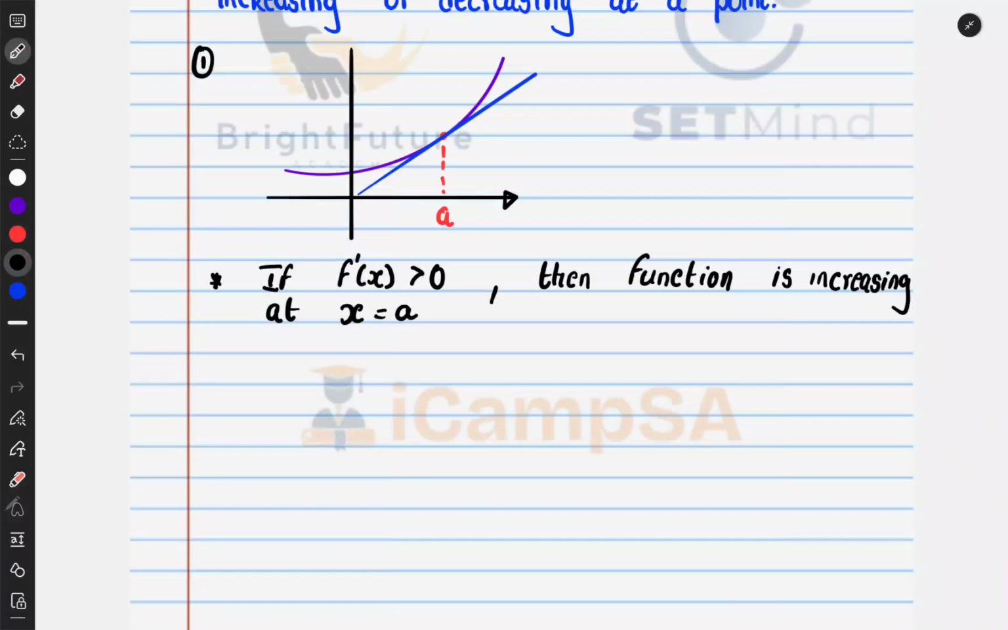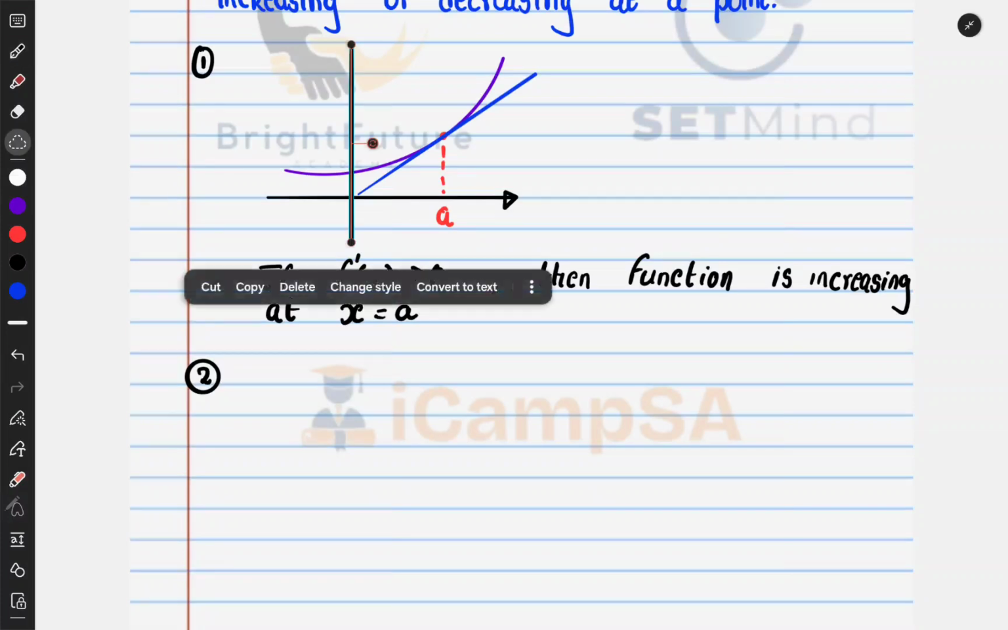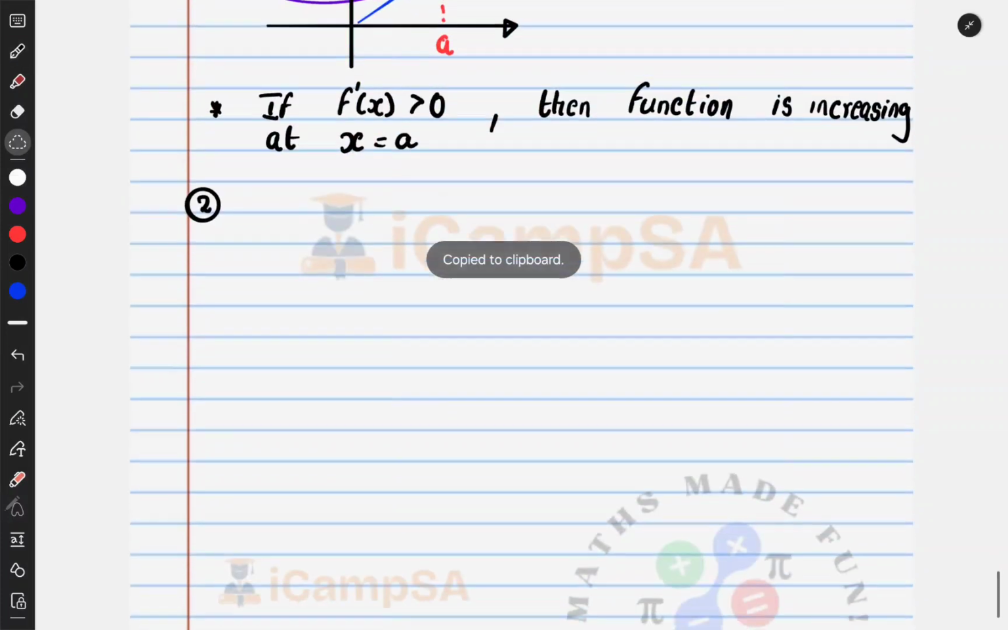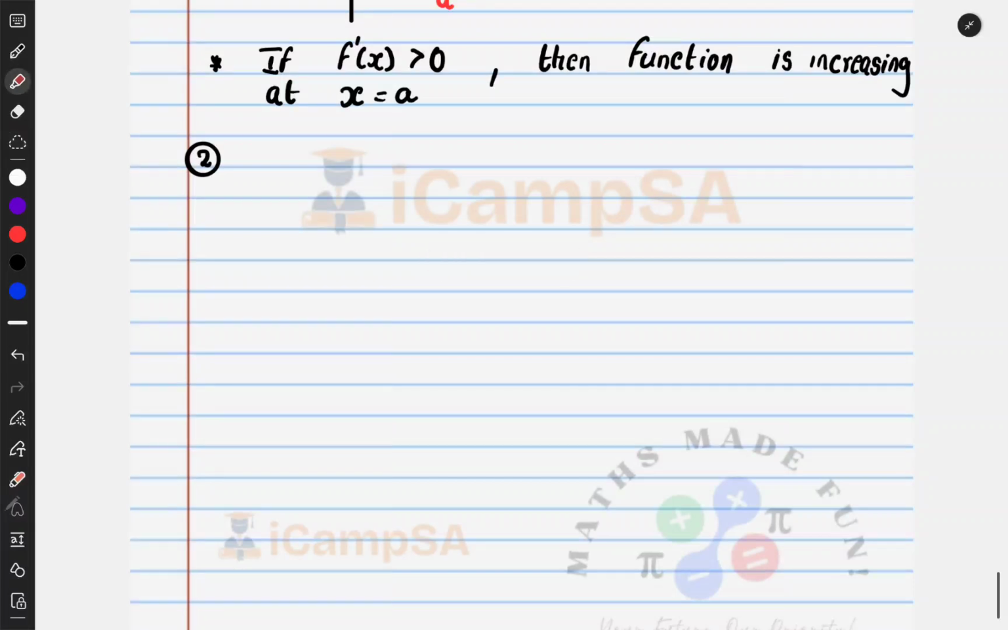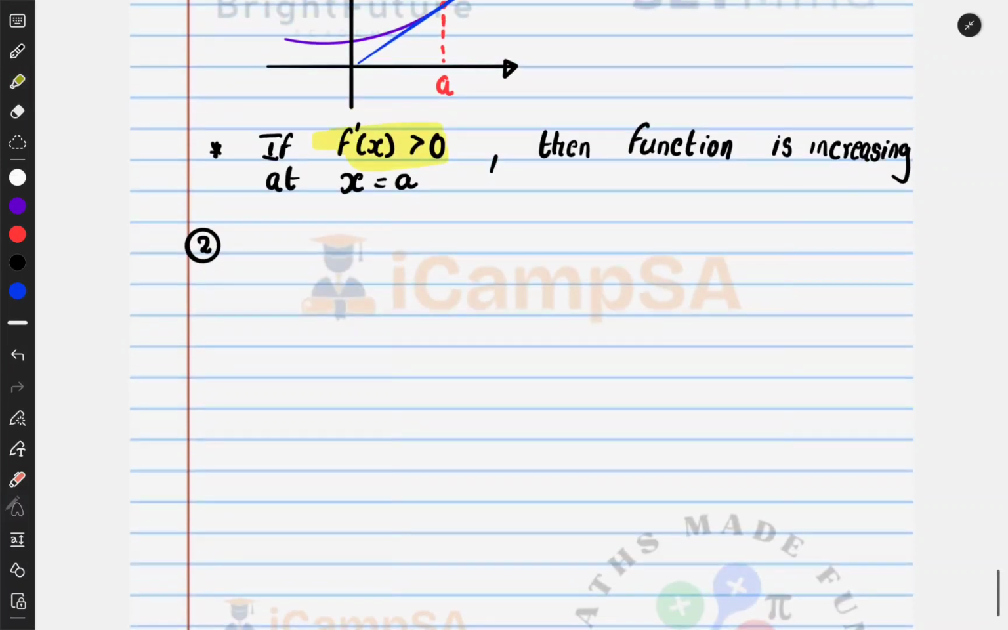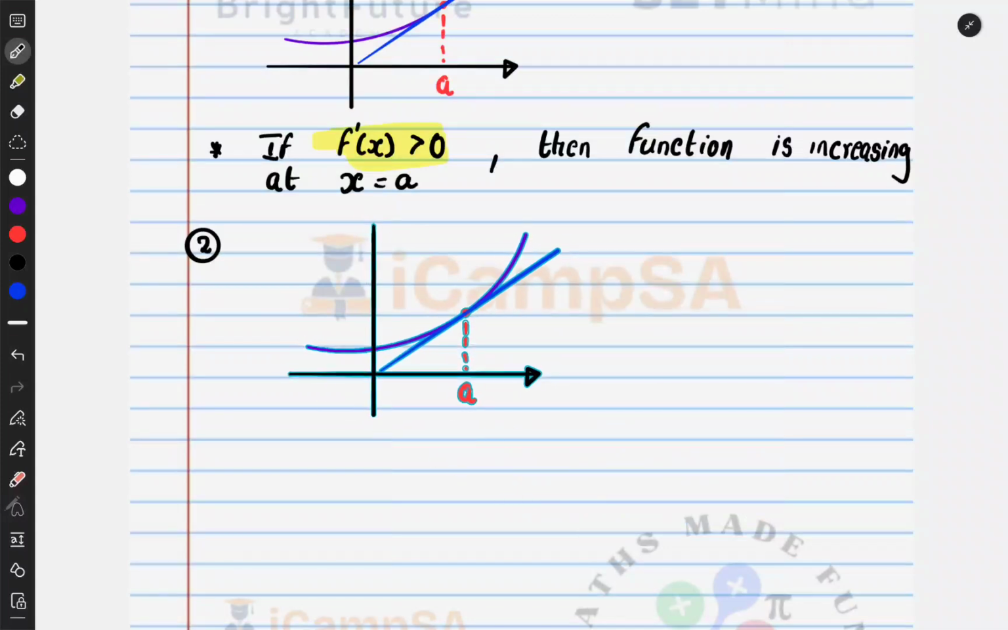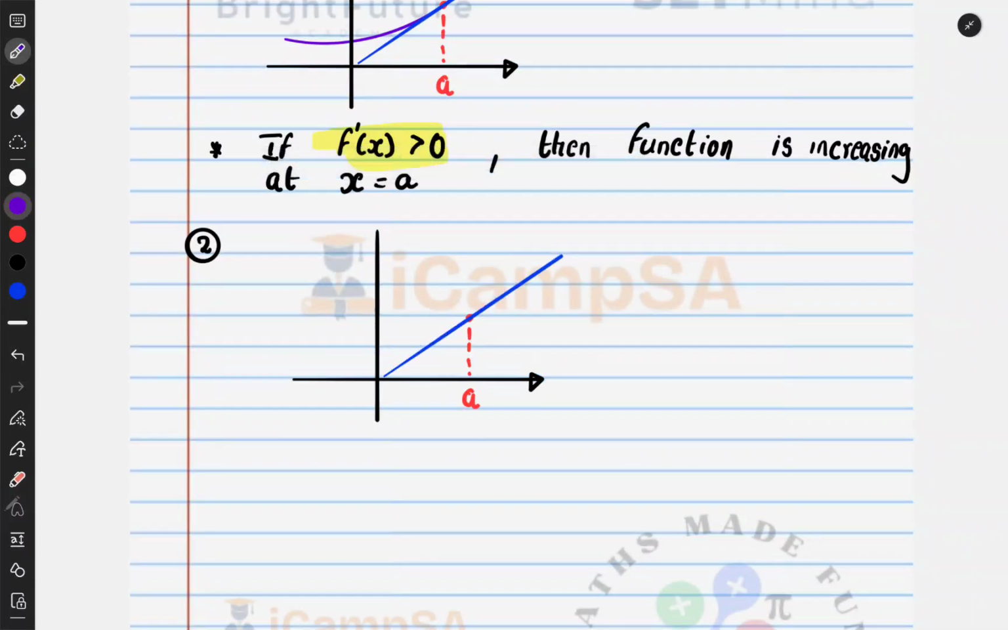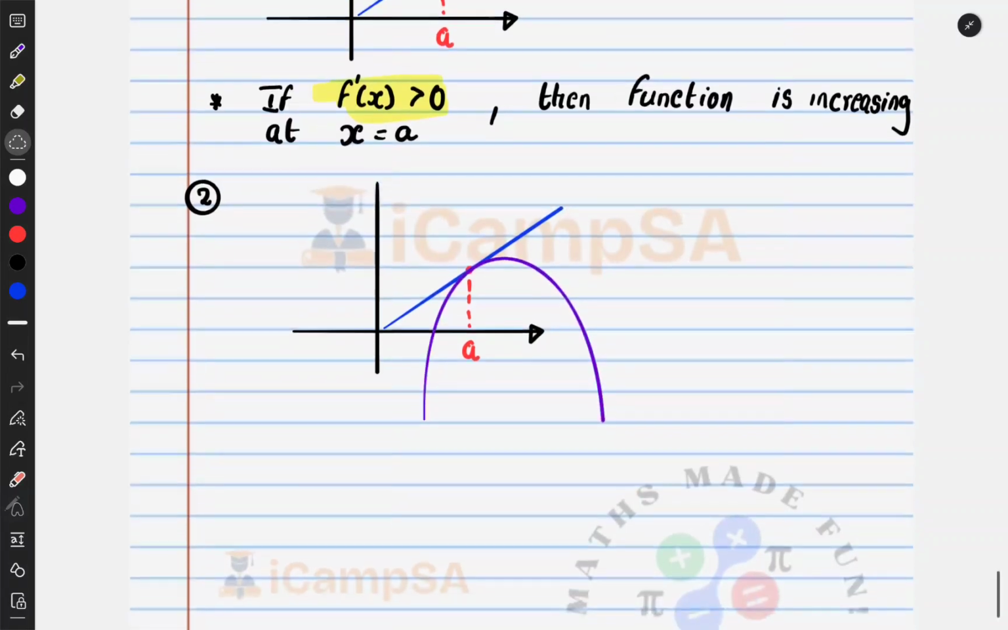Let's show another scenario where our function will also be increasing. So that's the first thing you should note: if the derivative is positive, greater than 0, then the function is increasing. And then we can also have the following. Let's say we have a function of this nature. It could even be a parabola. It's a little bit ugly, but you get the point.